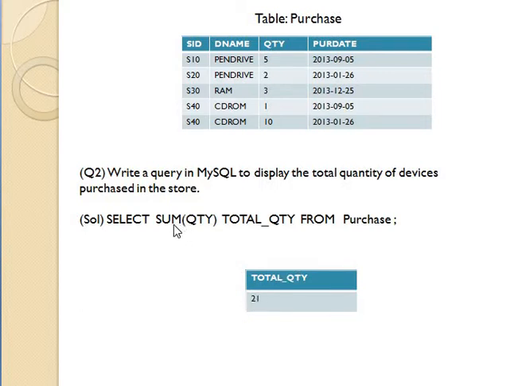But now we have renamed the column sum of QTY as total QTY, to make the column name look clear and meaningful in front of the user. So total_QTY represents the column sum of QTY, which actually finds the sum of each of the values in the column QTY, and that comes to 21.